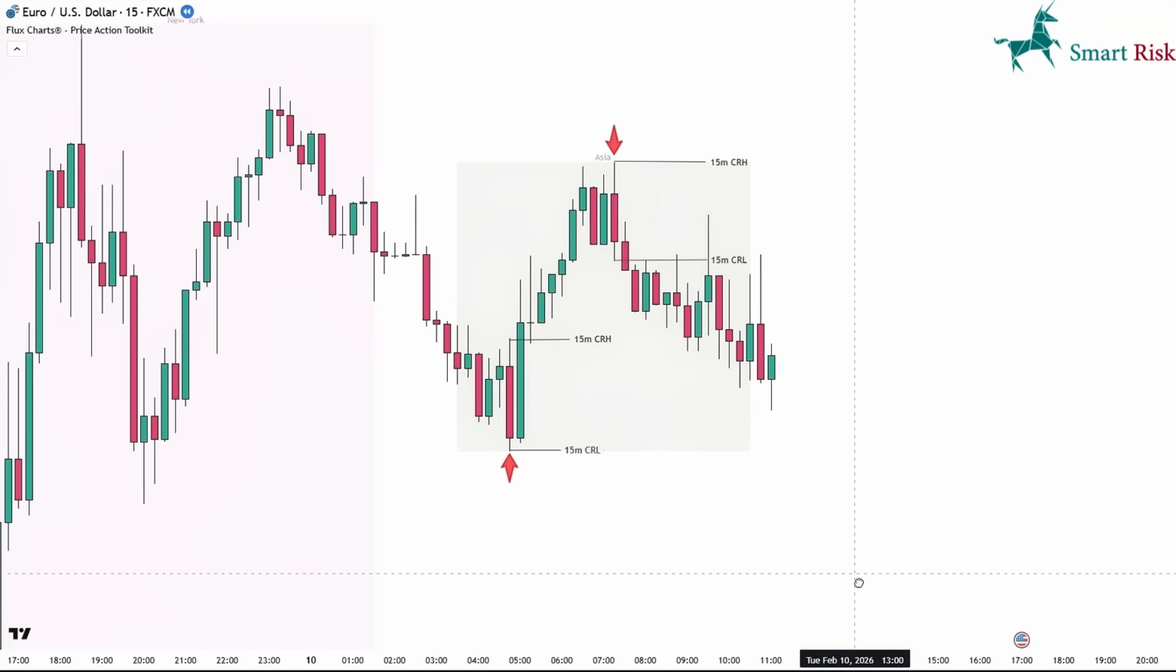The next step is simple. Wait for the London open and monitor price until it enters one of those CRT range candles. Now, as you can see, price starts pushing toward the upper CRT range, which tells us it's more likely to sweep the liquidity above the Asian session first.